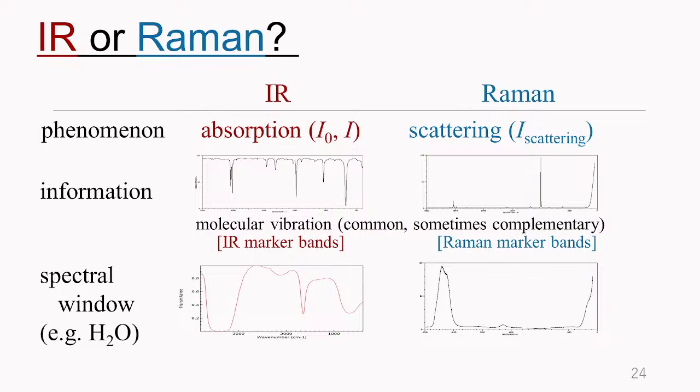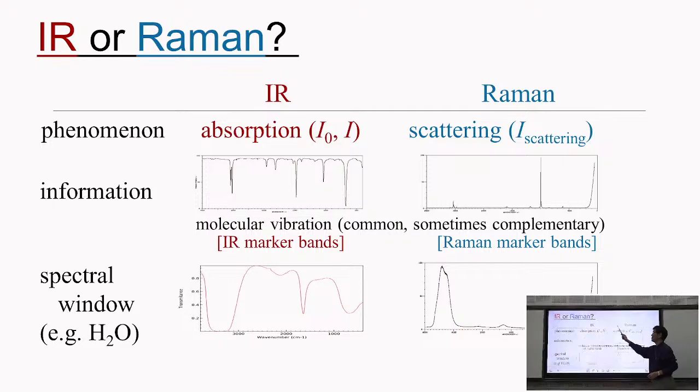So here is a direct comparison between IR and Raman. In IR spectroscopy, we detect the absorption process; in Raman, the scattering process. In either case, we detect molecular vibration, and the information is common, and sometimes complementary. If the molecule has inversion symmetry, peak positions become exclusive. So measuring both spectra is highly useful. And anyway, it gives IR bands and it gives Raman bands.